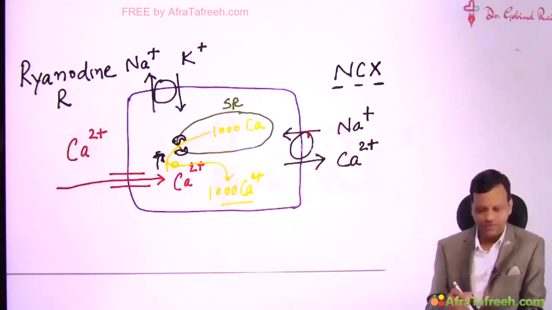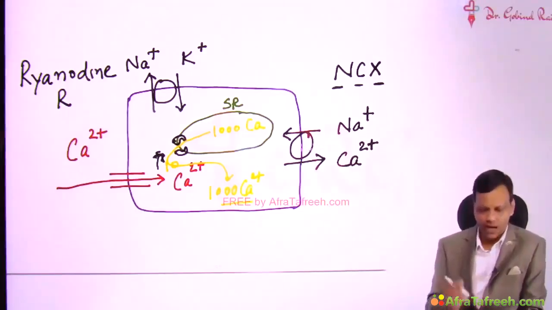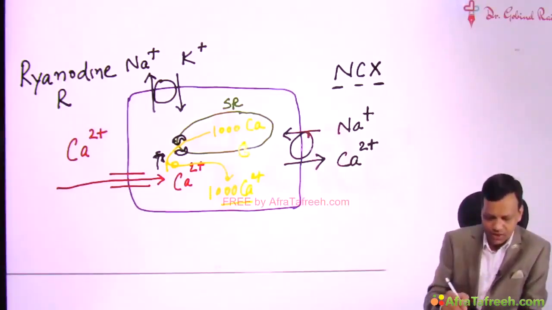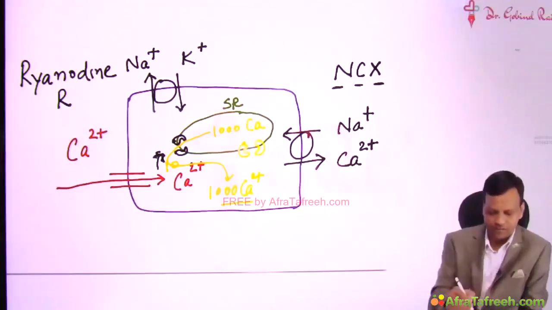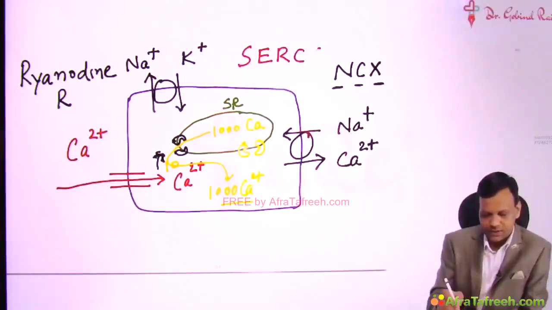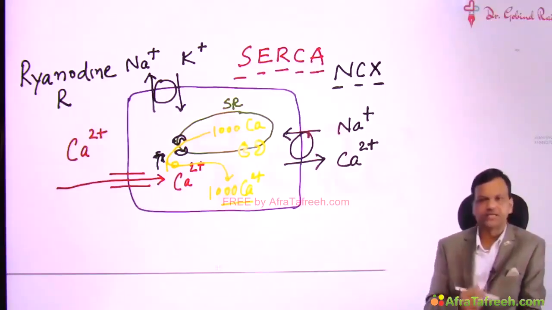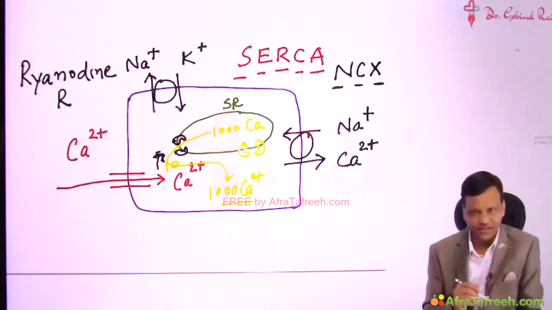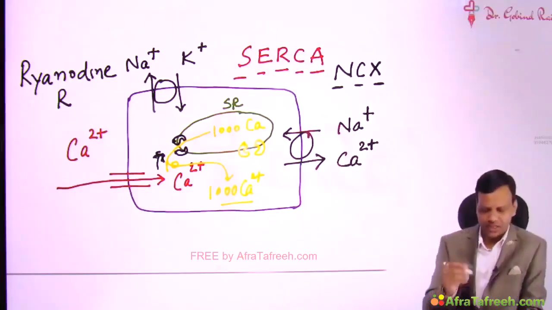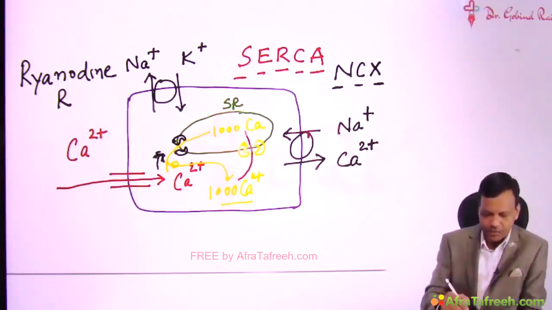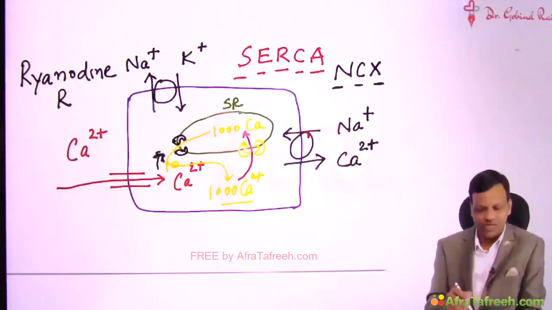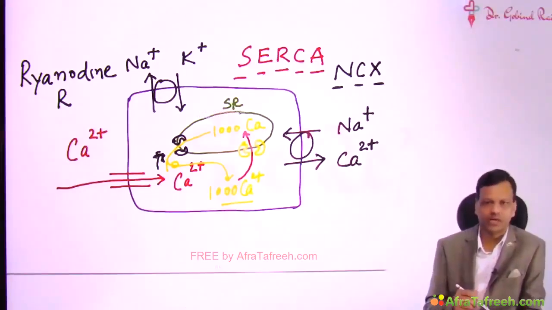So now what we do, we will return this calcium back to the endoplasmic reticulum, and how it is returned is there is another pump here, and the name of this pump is SERCA. SERCA is sarcoplasmic endoplasmic reticulum calcium ATPase. So in simple language it is calcium ATPase. This calcium ATPase will take back its 1000 molecules of calcium. So the sarcoplasmic reticulum has provided 1000 molecules of calcium to cause muscle contraction, and the same 1000 comes back into the sarcoplasmic reticulum through SERCA.